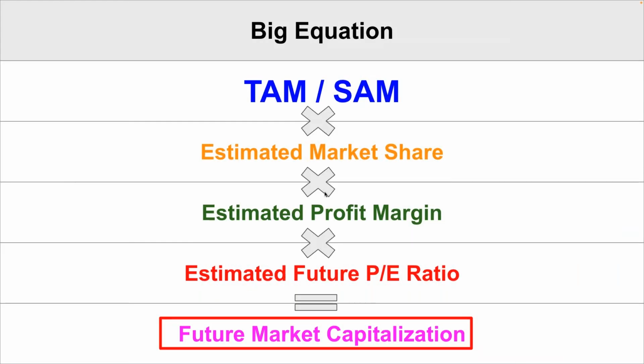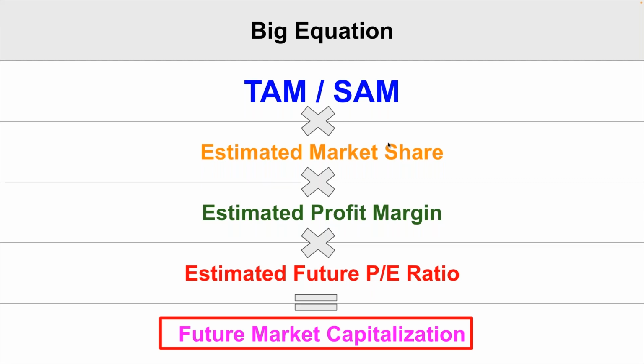Now, once we do all that math, TAM times market share times profit margin times PE ratio, that will give us the estimated market capitalization that our company could trade at in the future if it can successfully execute against its profit potential, its market share potential, and garner a PE ratio. Now, if that sounds like a whole lot of assumptions we need to make, you are correct.